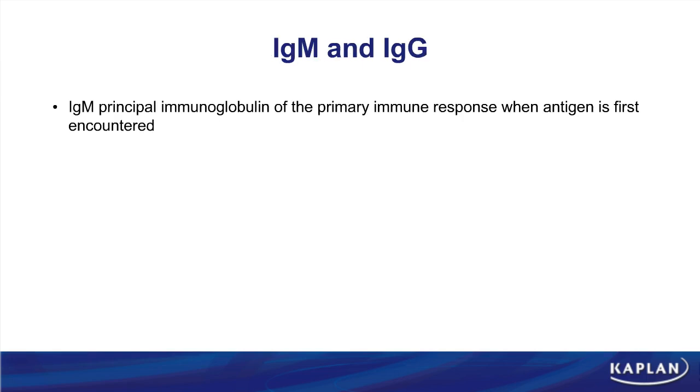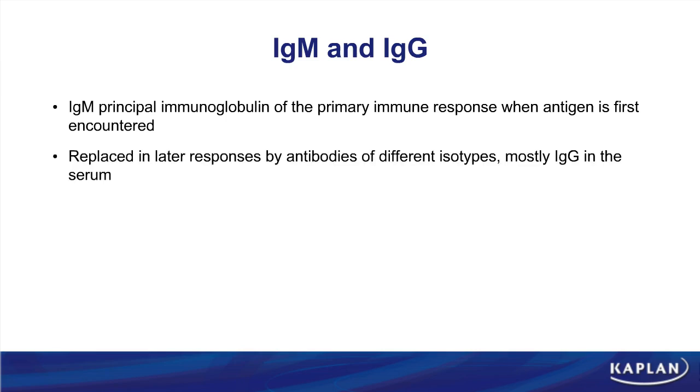We are now going to revisit IgM and IgG. Hopefully you remember everything we went through already regarding IgM and IgG, but IgM is the principal antibody that's made in the primary immune response. So the very first time you come in contact with antigen, the first antibody that you're going to make is IgM. This is replaced a little bit later by IgG. So in your memory response, you are going to predominantly make IgG over IgM.